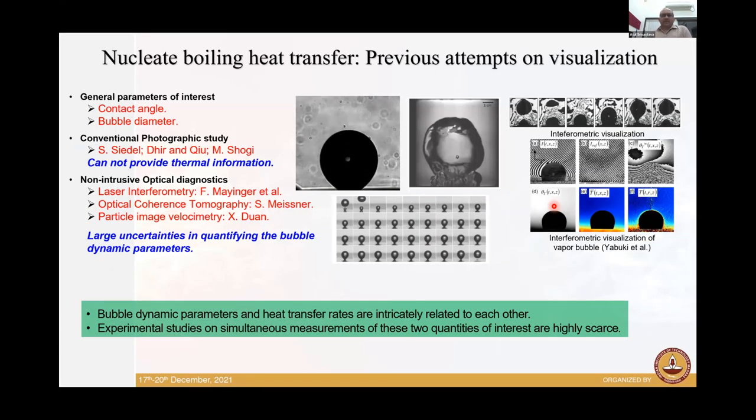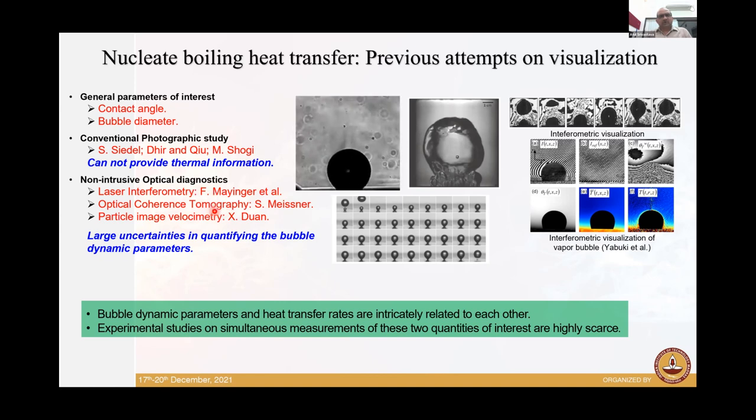I'll just give you a brief glimpse of the previous attempts at visualization. This is the standard high-speed videography, which is primarily used. In fact, we had one plenary talk by Professor P.K. Das, where he was talking about the evaporative flashing phenomena being visualized using high-speed videography. It is one of the very strong tools which can give you n number of parameters. But it will only give you the bubble dynamic parameters, that is, your bubble growth rates. You can track the interface of the bubble, determine the departure diameter and the bubble departure frequencies, but it cannot give you any information about transport properties, that is, temperature distribution, or derived parameters like heat transfer rates.